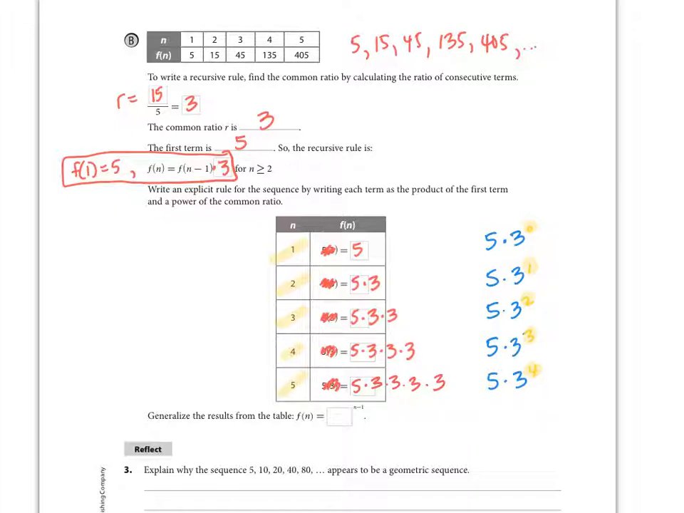So seeing what that pattern is means that if I'm going to look for the 20th term, can you tell me what that exponent is going to be? How many times we're multiplying 3 by? And if our input's 20, that means our exponent's going to be 19. So our rule is this. F of n equals 5 times 3 to the n minus 1. Okay, n minus 1 means we're going one less.